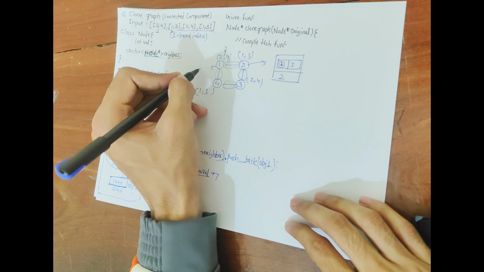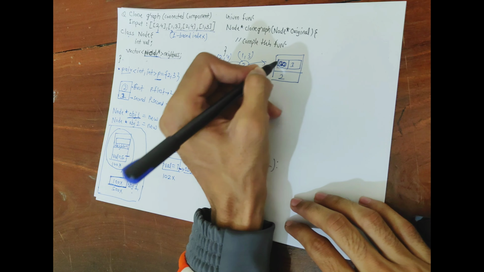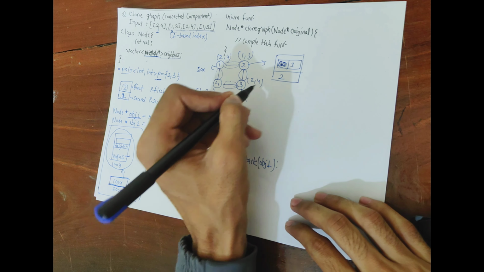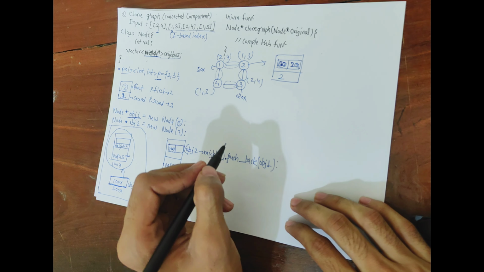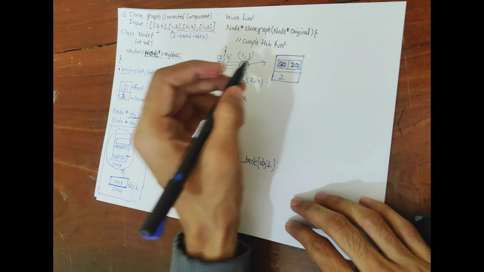Let's say it has address 50x, and let's say it has an address 20x, so it is just like 20x, right? So this is how our object, or I can say node, looks like.